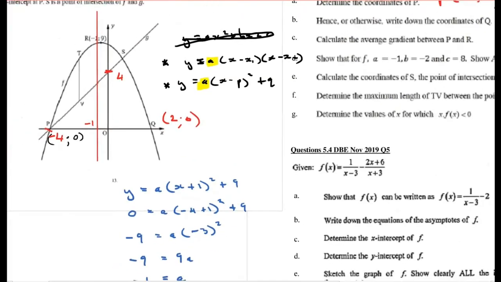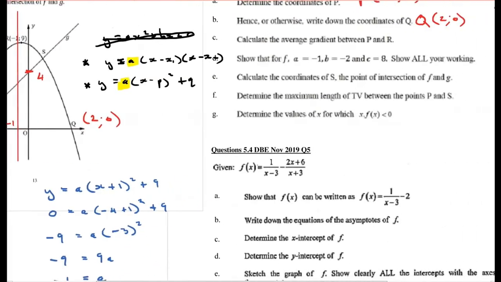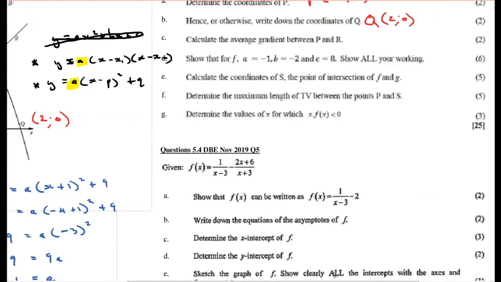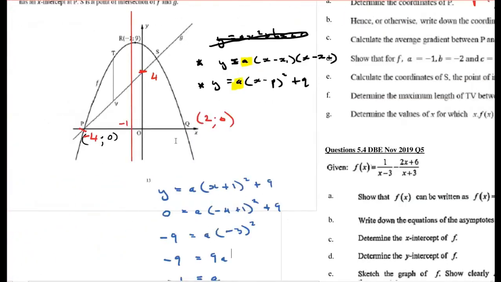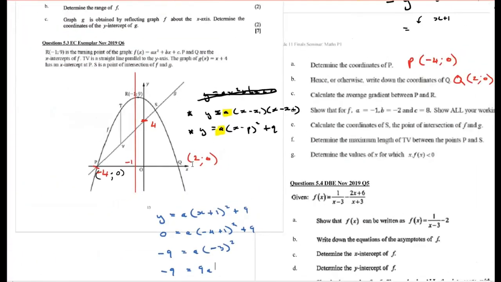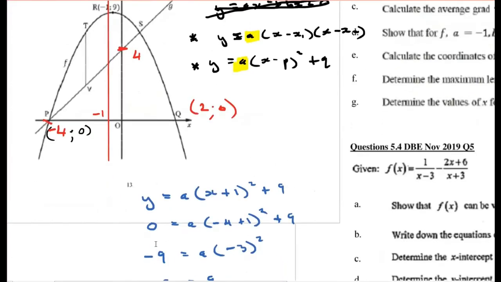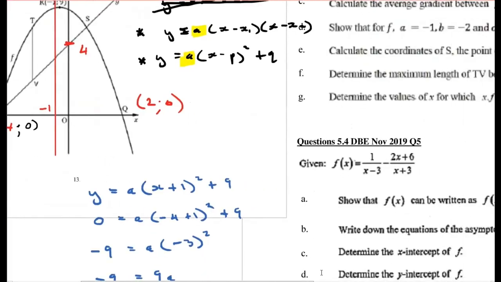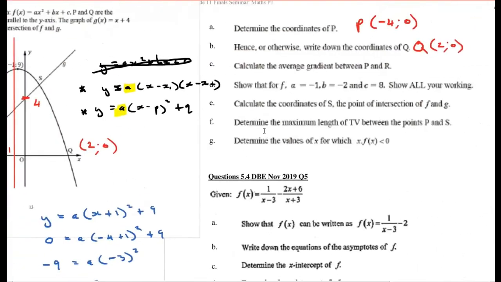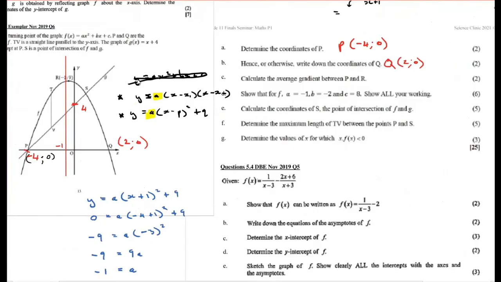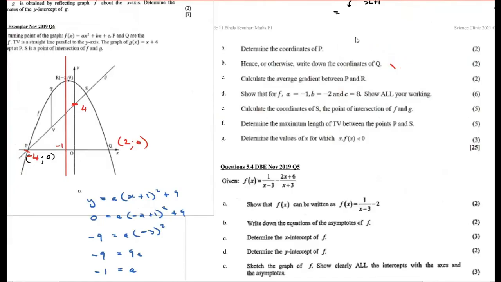Next one. Calculate the coordinates of S, the points of intersection of f and g. How are you going to do this? We're going to equate the functions and solve for x. Remember, it also says find the coordinates, so you're going to have to sub back in to get the correct placement, because we know that it's equal at P and at S. So you're obviously going to get 2 solutions. It's going to be quadratic and so forth.